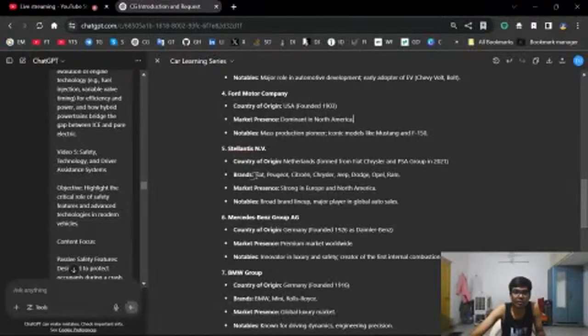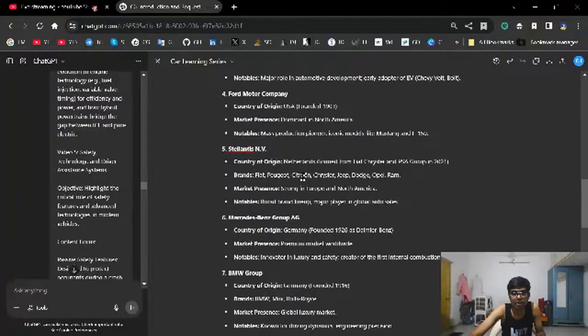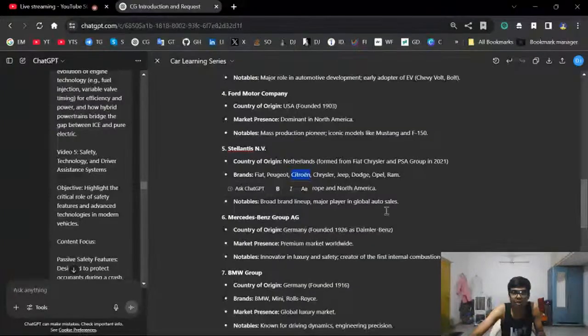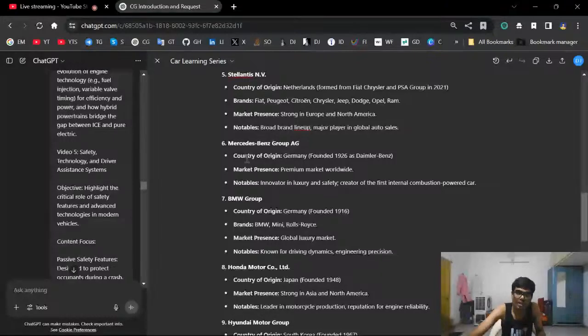Now move forward to Stellantis NV, where Fiat, Peugeot, Citroen, now in India Citroen, Jeep, which is one of the big, very good ones, and Dodge, very good names, come under the Stellantis NV Group. Country of origin is the Netherlands, formed from the Fiat Chrysler and PSA Group in 2021. It's a merger of the companies Fiat and PSA. Its market presence is in Europe and North America. Notable lineup, a major player in global auto sales. This is a very huge history.